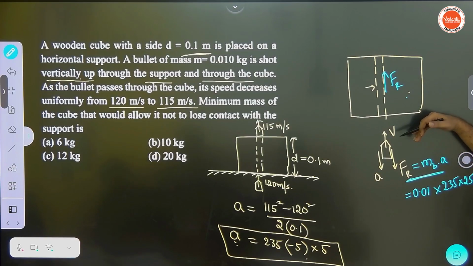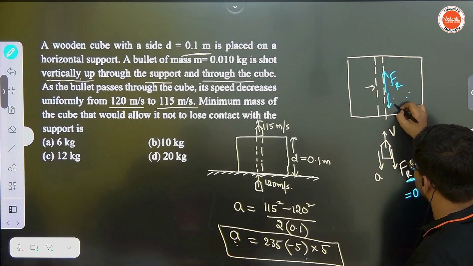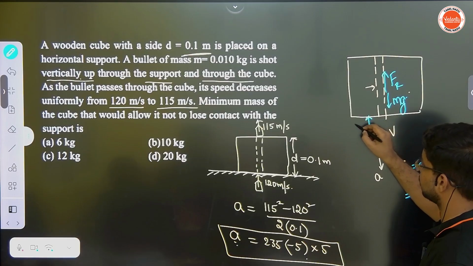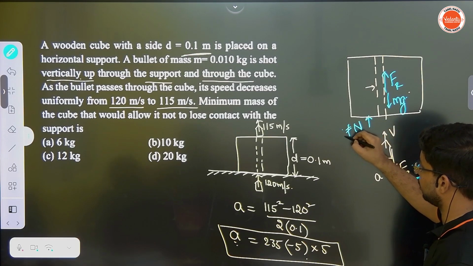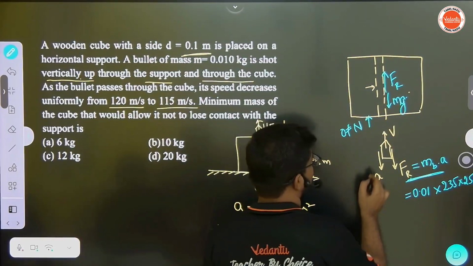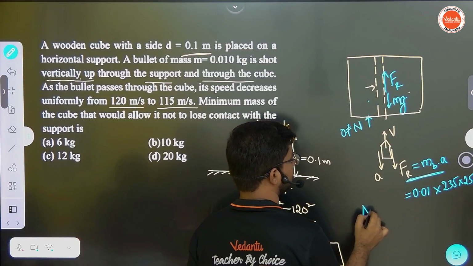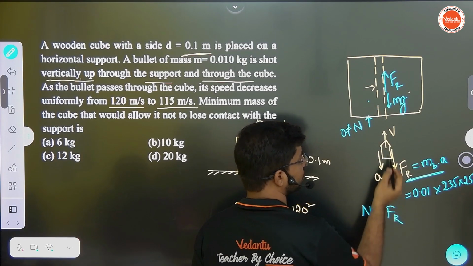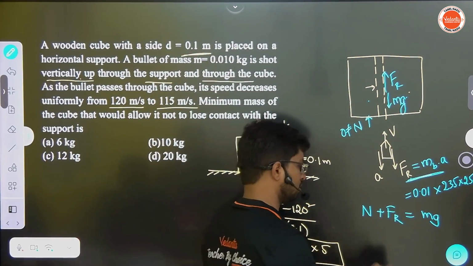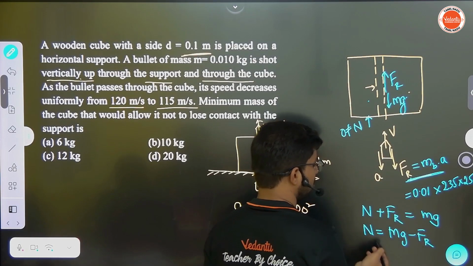Now, if the block should not lift up, you see here, this is the mg of the block here. If the block should not lift up, it means this normal reaction should not be equal to 0. Clear? Now, what will be the equation for the block over here? In the upward direction, what are the forces available? N plus resistive force Fr should be equal to mg at any instant. So write N is equal to mg minus Fr.